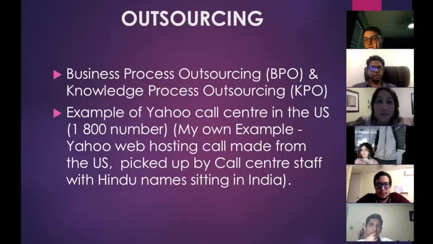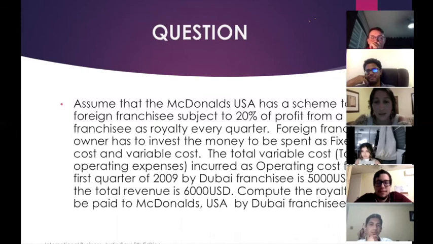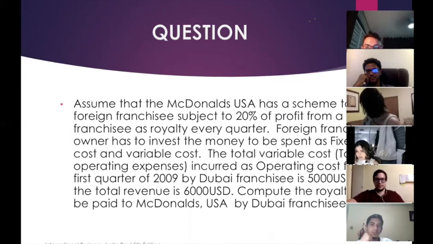And I have a numerical problem for you to solve. It's a very, very simple problem. Somebody can read this and others can solve this. Assume that McDonald's USA has a scheme to offer foreign franchisees 20% of profit from a franchisee as royalty every quarter. The foreign franchisee owner has to invest the money to be spent as fixed cost and variable cost. The total variable cost, total operating expenses, incurred as operating cost for the first quarter of 2009 by the Dubai franchisee is $5,000 US. And the total revenue is $6,000 US. Compute the royalty to be paid to McDonald's USA by the Dubai franchisee.